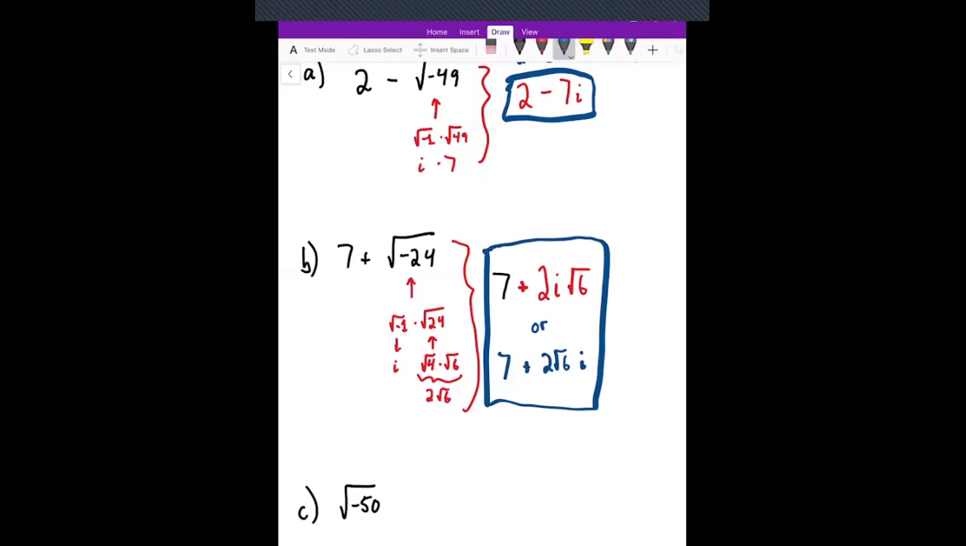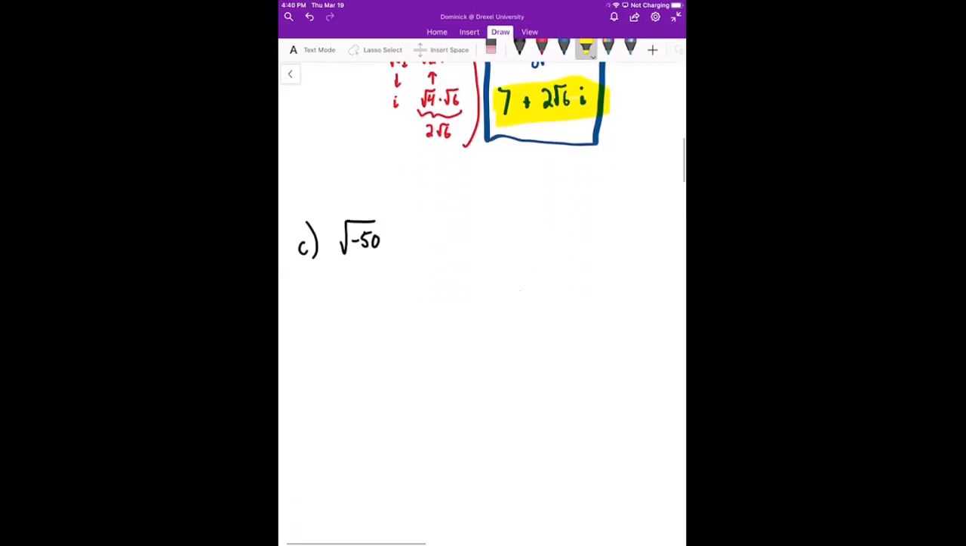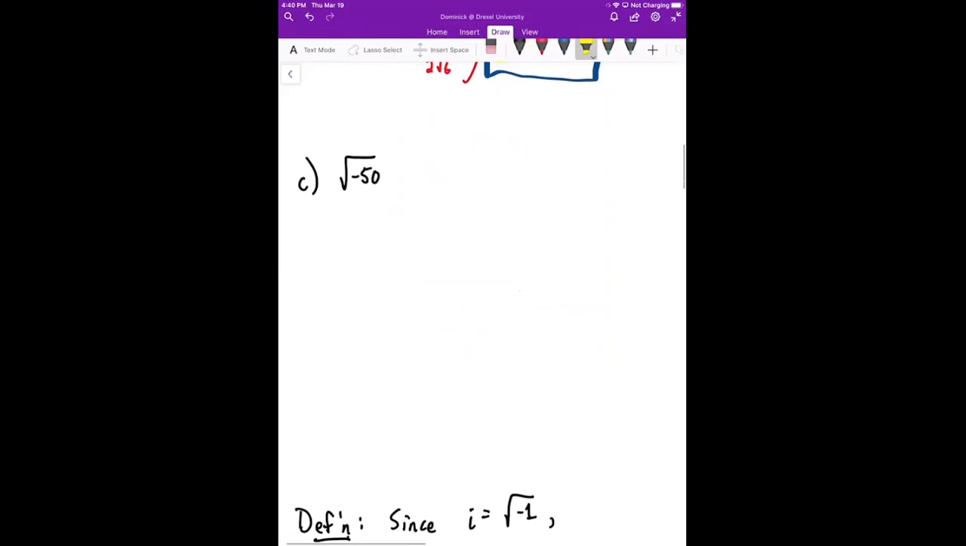I actually myself probably write it this way, but either one of these forms is fine, as long as it's clear that the i is not in the square root. That's really the important thing here. All right, and let's look at part C.